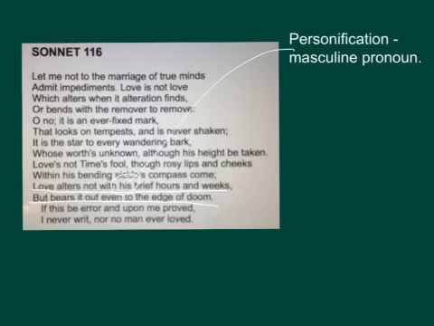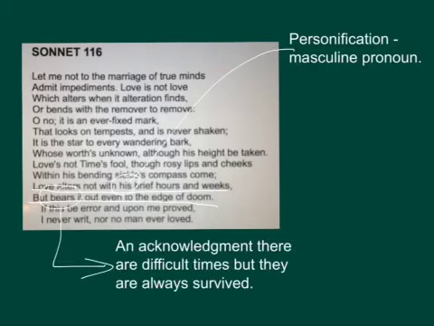Interesting that Shakespeare uses the masculine pronoun for love. He doesn't capitalise it, otherwise we would expect it to be a reference to God and religion, but still gives it the masculine strength here. Shakespeare's choice of language, "but bears it out," seems to be an acknowledgement again that there will be difficult times in relationships, just like the reference to tempest earlier on, but true love always survives them.